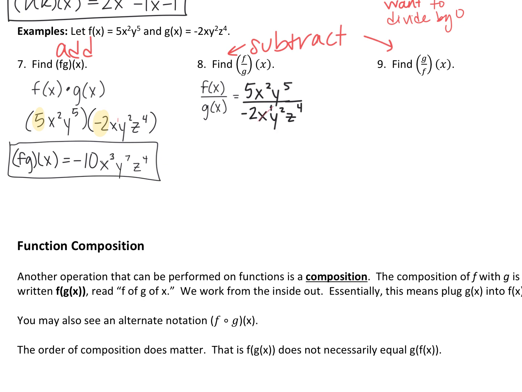I've got 1 on the bottom, take away 1 on the top. 2 on the bottom, so subtract, that leaves me with 3 on the top. And rewrite your final answer, please, as f divided by g of x. We should have 5x y to the 3rd over negative 2 z to the 4th. That's as simple as it gets. Can you please try the last one?